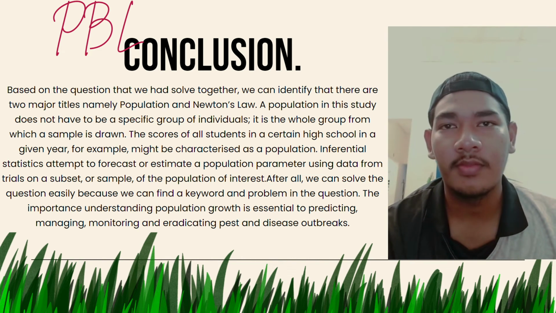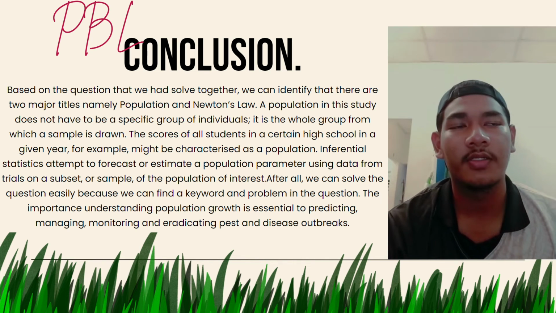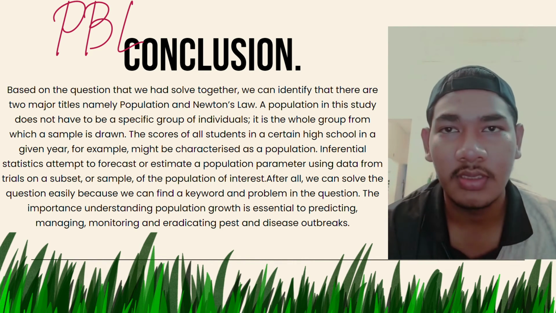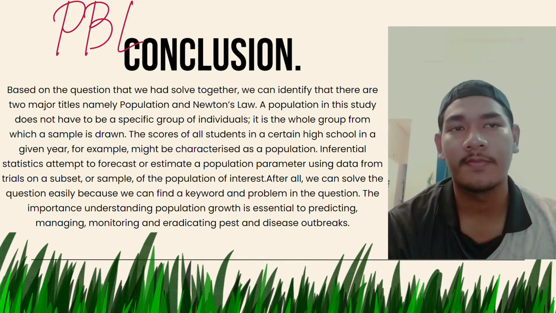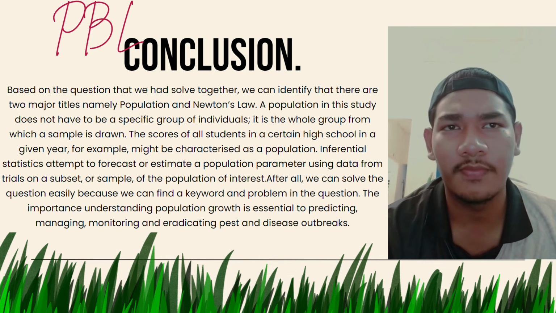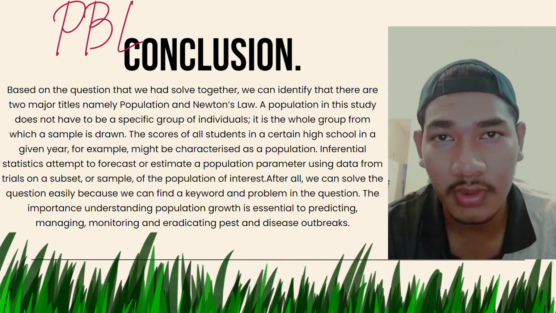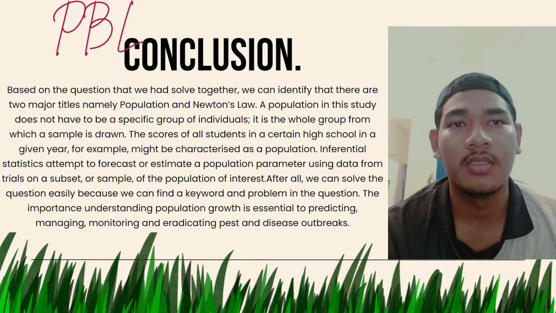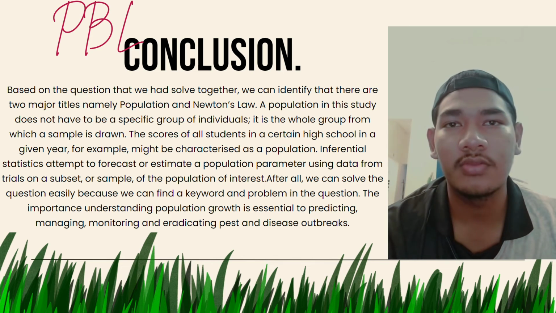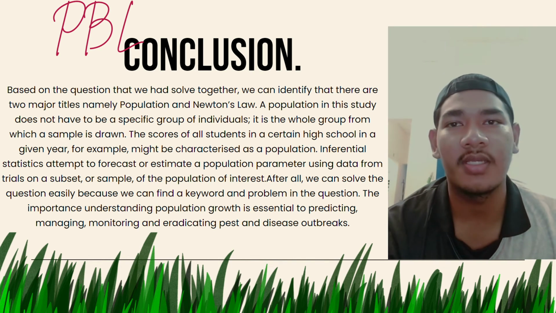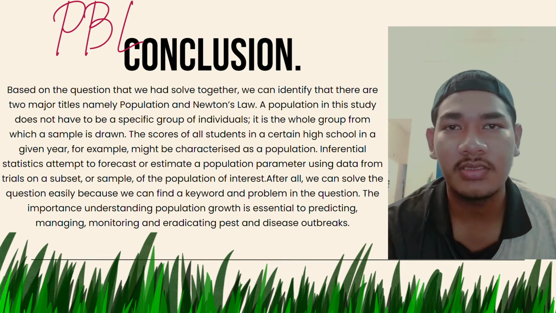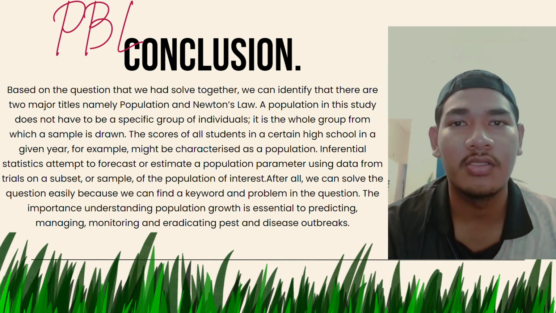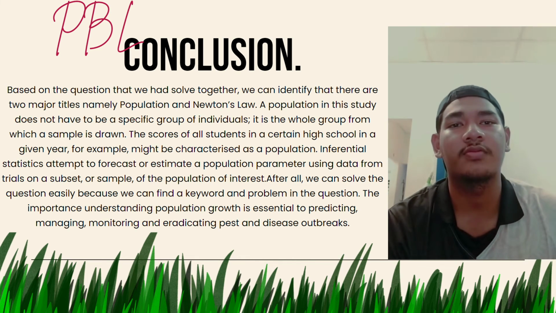For the conclusion, based on the questions that we have solved together, we can identify that there are two major titles, namely population and Newton's law. A population in this study does not have to be a specific group of individuals. It is the whole group from which a sample is drawn. The scores of all students in a certain high school in a given year, for example, might be characterized as a population. Inferential statistics attempt to forecast or estimate a population parameter using data from a subset or sample of the population of interest.